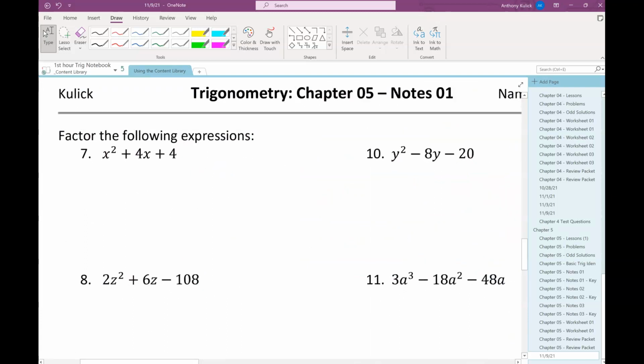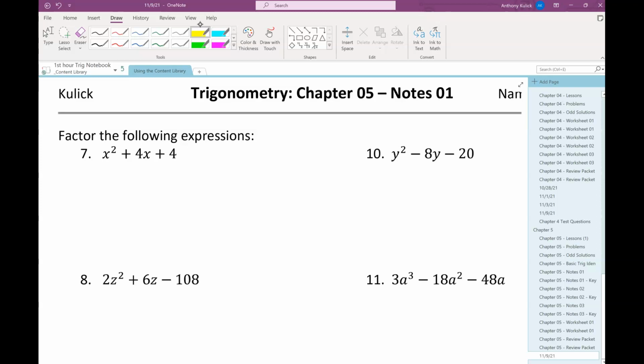So let's look at number 7. First thing I'm going to do is look for a greatest common factor. If I look at each of the 3 terms, is there something in common to all 3 terms? No, right? 1 you could say, but 1 doesn't count as a greatest common factor. Okay, so then we look at the number of terms. We have 3 terms here, right? 1, 2, 3. Everybody see that?